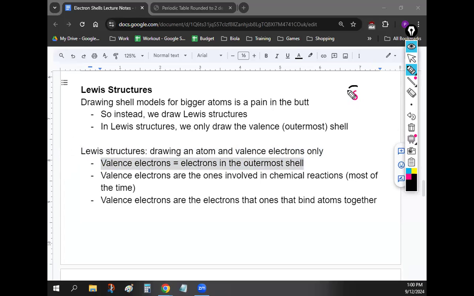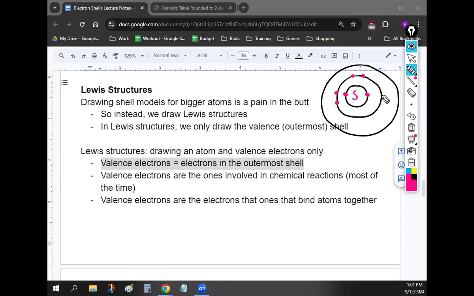Take a second to copy that down. I'll explain what that means. Valence electrons are the electrons on the outermost shell. Write down the highlighted part: valence electrons. After that, we're going to look at the example we just did. So in Lewis structures, we only draw the valence electrons, and those are the ones on the outermost shell.